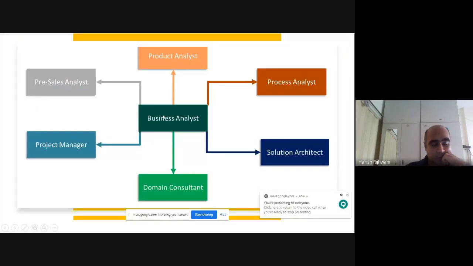So, in general, if you get into the IT arena, what all roles can you play? Primarily, the first role you might get into might be a business analyst, or a consultant for that matter, wherein you interact with the customer, understand the requirements, and share the same with the technical team.